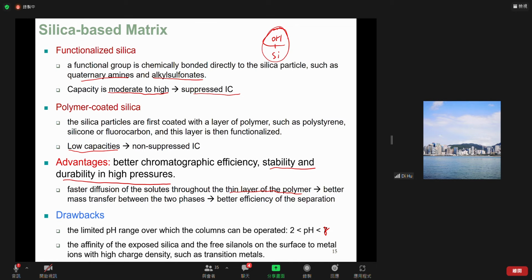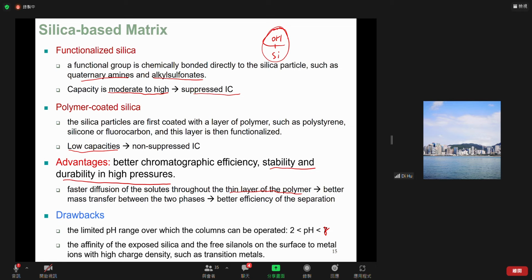If you remember, when we talk about partition chromatography, not all of the cyanonyl groups can be derivatized. So maybe 50% is pretty good already, right? So there are many cyanonyl groups that are not derivatized, so they're just showing on the surface.